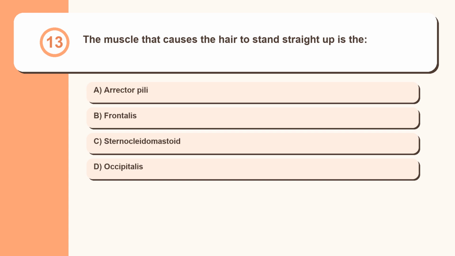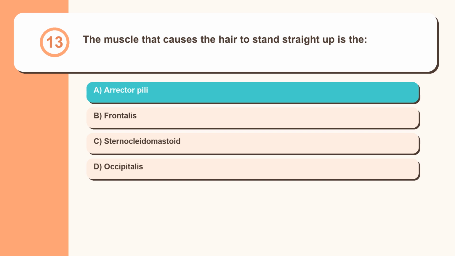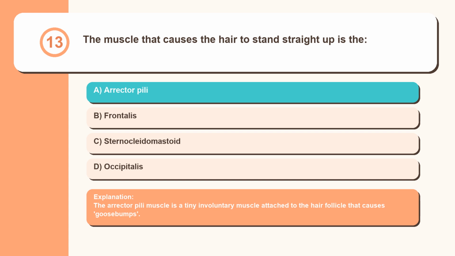Question 13. The muscle that causes the hair to stand straight up is the erector pili, frontalis, sternocleidomastoid, occipitalis. The erector pili muscle is a tiny involuntary muscle attached to the hair follicle that causes goosebumps.